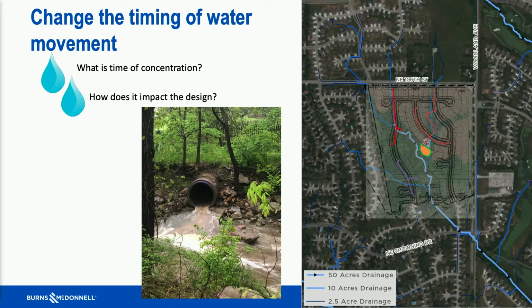Related to that, we're also changing the timing of how water is moving through the system. So once it hits an enclosed system, typically that's a pipe, right? Concrete, plastic, whatever it may be. Think about how water moves over that surface versus even a lawn, grass. It's different, right? It's that more efficient system that Seth was talking about.